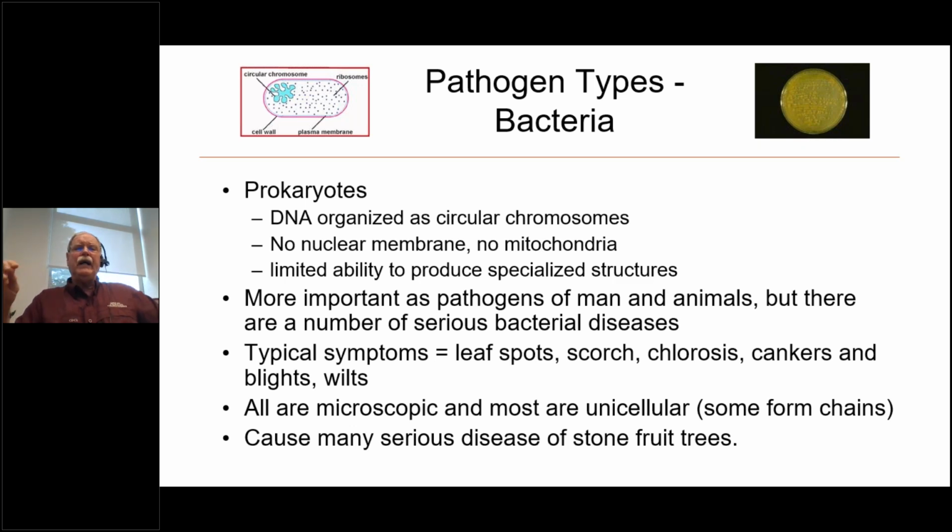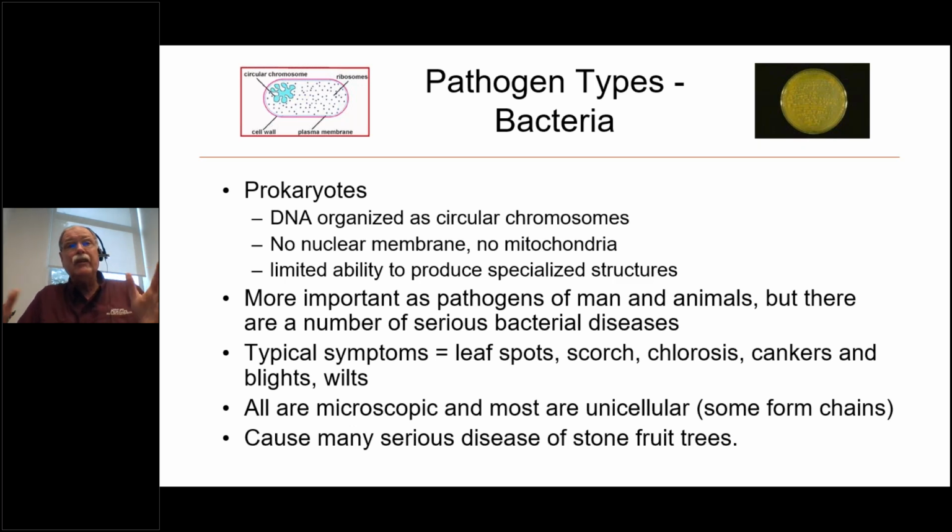Typical symptoms by bacteria are leaf spots, scorching, chlorosis, cankers, blights, wilts. Notice these are the kinds of diseases that necrotrophs, the necrotrophic types of fungal pathogens, produce, and most of our bacteria are necrotrophs. These are unicellular. They can't produce specialized structures like the fungi can. Now, you do have some fungal organisms that produce chains, but still we don't see this habit a lot in plant pathogens.